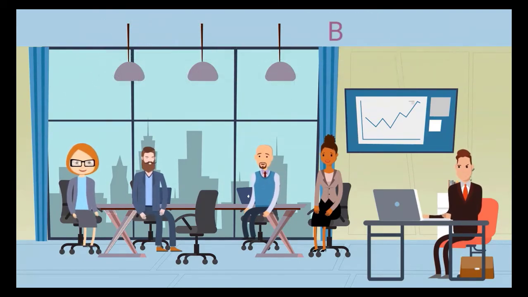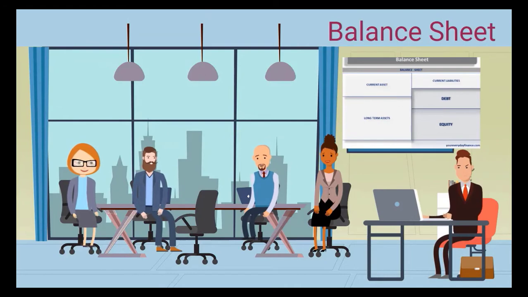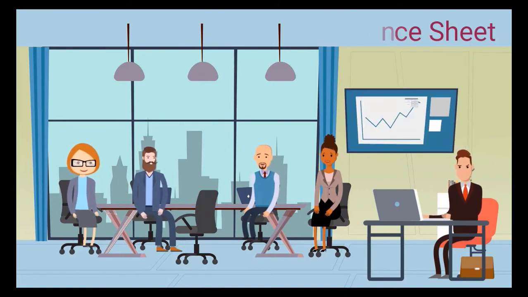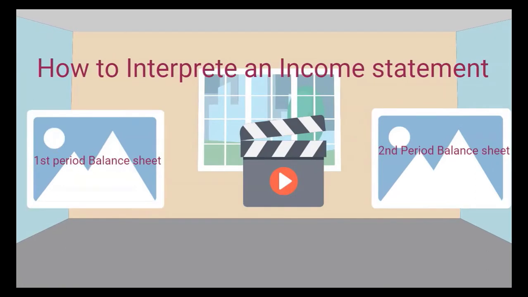The first financial statement is the balance sheet, which to a financier can be seen as a snapshot of a company at a given point in time. Next is the income statement, which is like the video recording of what a company did between 2 snapshots.